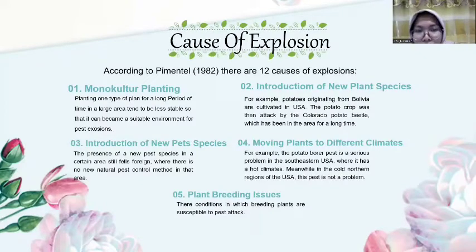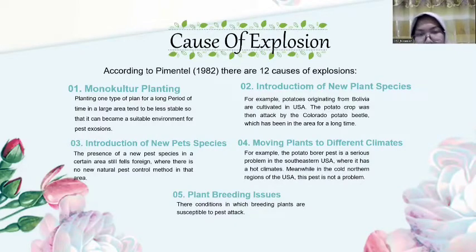Second is introduction of new plant species. For example, potatoes originating from Bolivia are cultivated in the USA. The potato crop was then attacked by the Colorado potato beetle, which has been in the area for a long time. Third, introduction of new pest species. The presence of a new pest species in a certain area is a problem where there is no natural pest control method in that area.